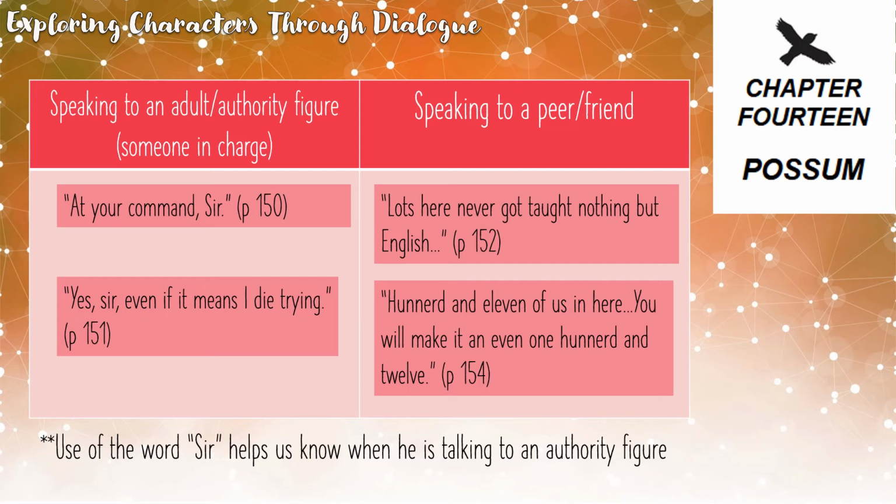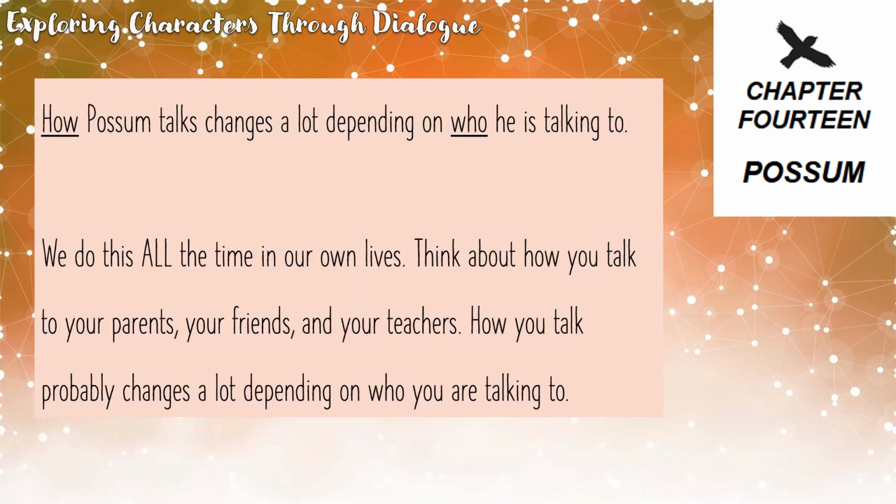"111 of us in here. You'll make it an even 112." This also sounds very relaxed and informal, and so he's likely talking to a peer or a friend. How Possum talks changes a lot depending on who he is talking to, and the author of Two Roads does that for a specific reason.